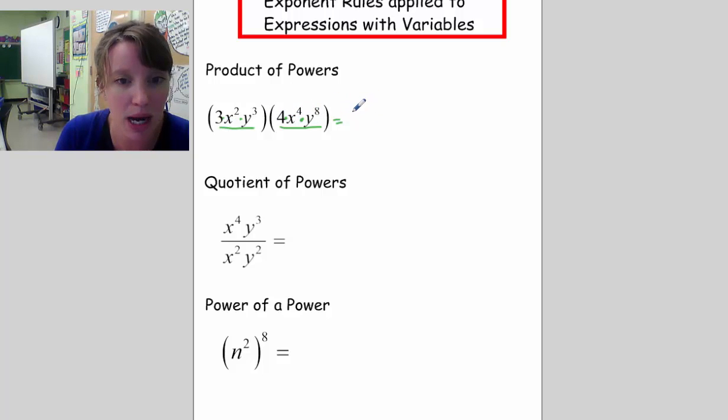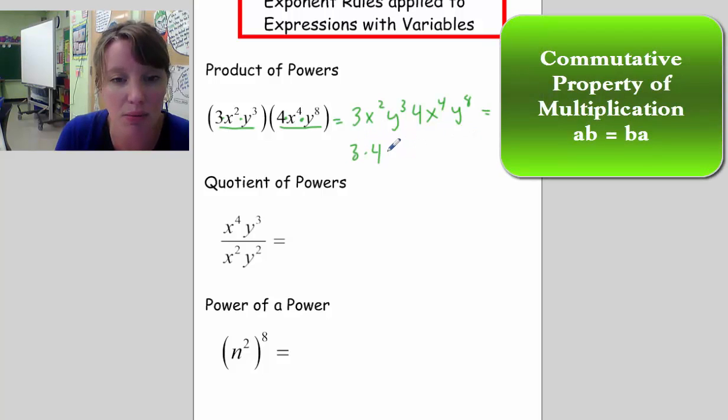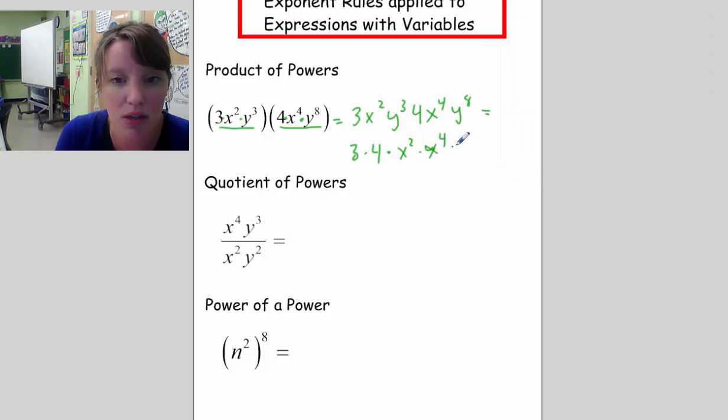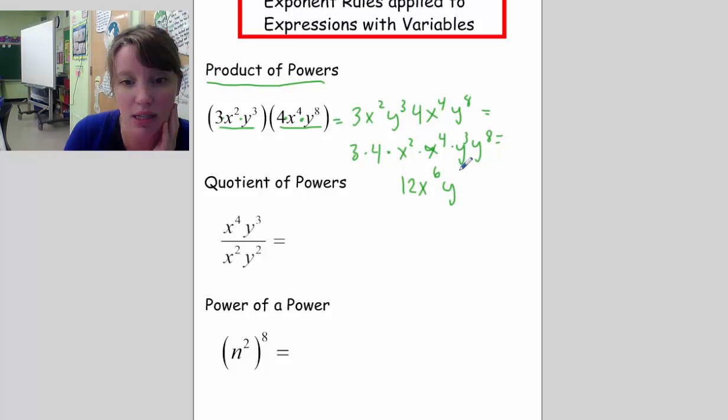By the associative property, I can write them without the parentheses, because they're all being multiplied, so I can drop them. By the commutative property, I can write the constants together, and I can write the powers with like bases together. Then I can go ahead and simplify them. 3 times 4 is 12. For the powers, I keep the base and add the exponents. That's where the product of powers rule comes in. And then here I have y to the 11th power.